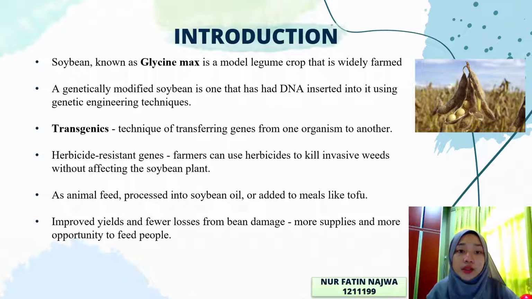Herbicide-resistant genes are usually put into the genetic structure of this bean so that farmers can use herbicides to kill invasive weeds without affecting the soybean plant. These adaptable beans can be utilized as animal feed, processed into soybean oil, or added to foods like tofu. Farmers generally observe improved yields and fewer losses from bean damage because of soybean biotechnology, which means more supply and more opportunity to feed people.